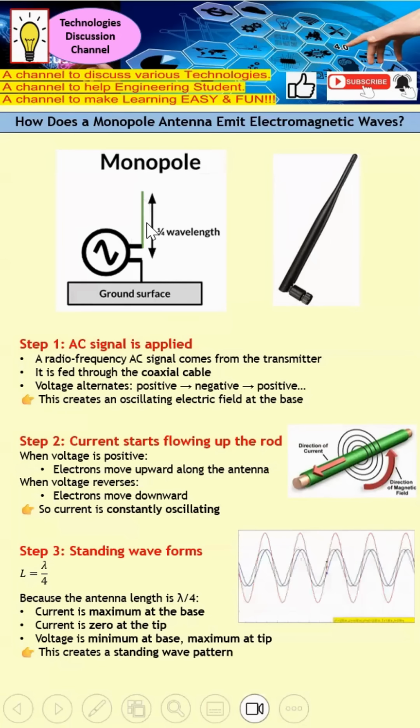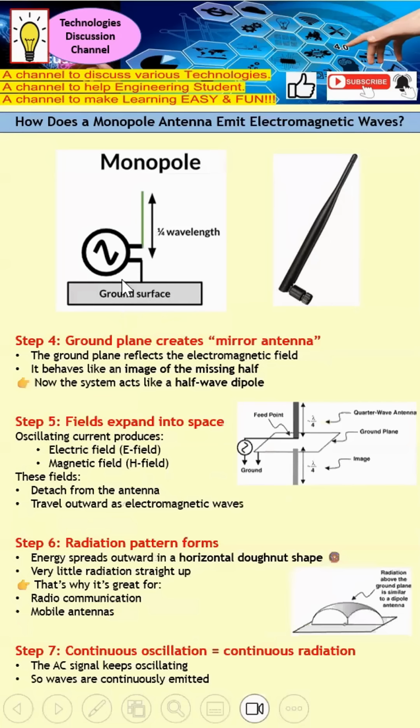Step number 4 is quite similar to the dipole antenna, except that the monopole has a ground plane. With this ground plane, they create a mirror antenna. Again, with the oscillating E field and magnetic field, they will slowly detach from the antenna and travel outward as an electromagnetic wave.